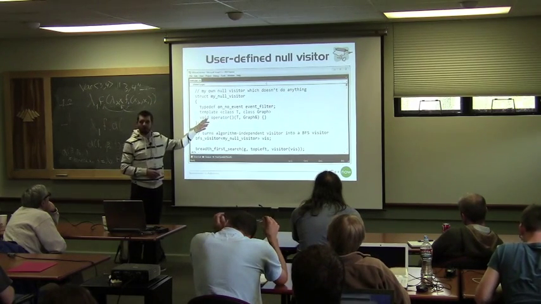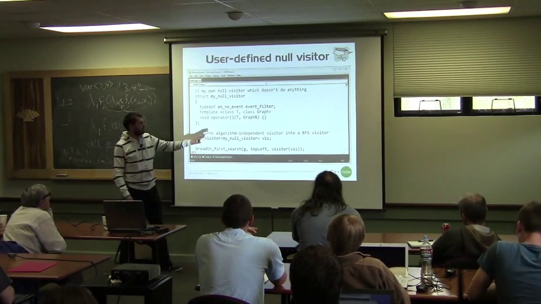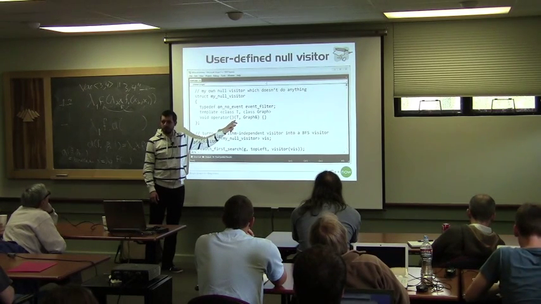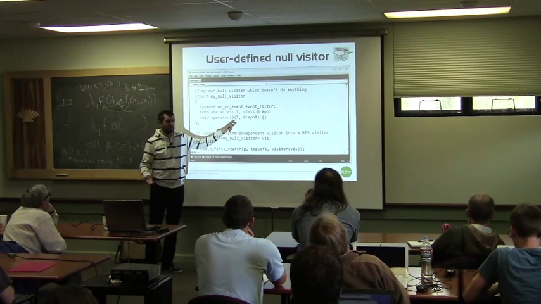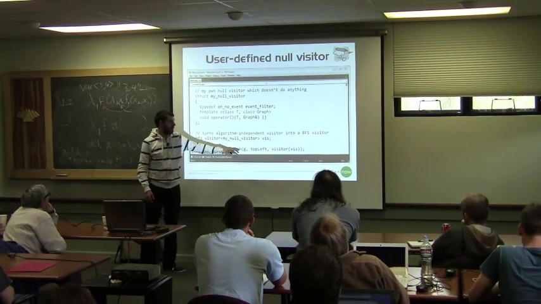That is the function which is called whenever the algorithm finds something interesting. We see that there are two parameters. The first one is either a vertex or an edge. The second one is always a graph.